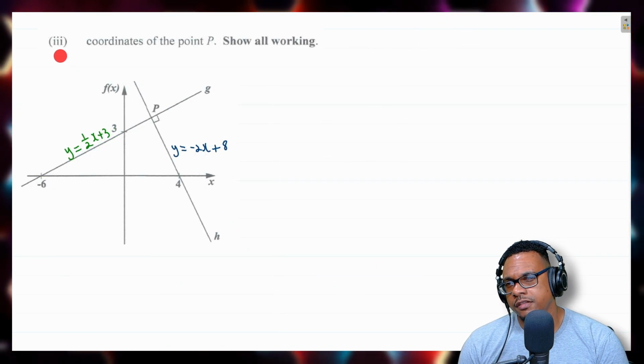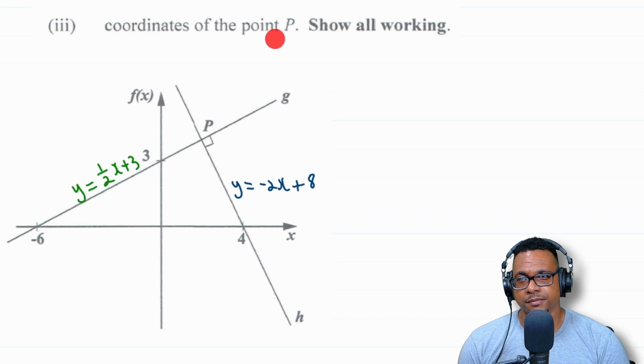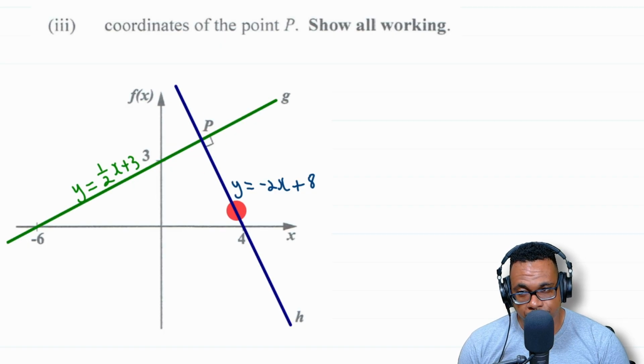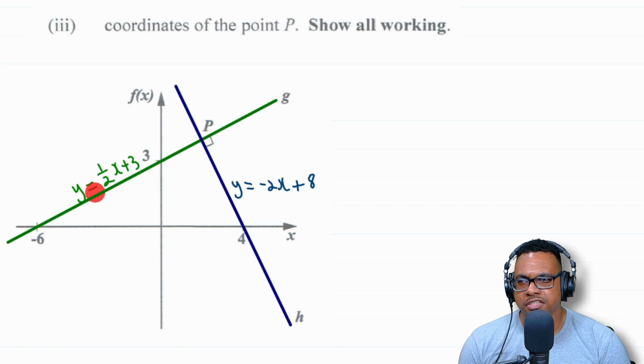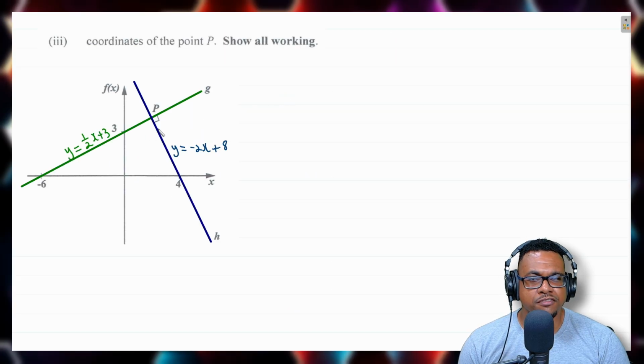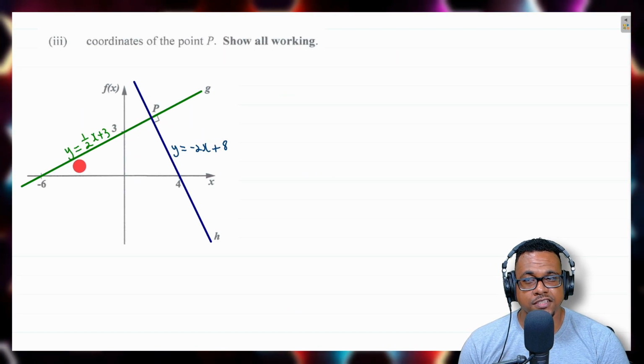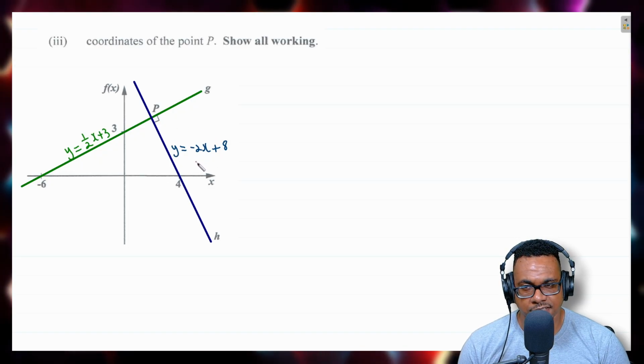So now for part 3, we want to determine the coordinates of the point P, and we want to show all working. So we've seen that P is the point where the two lines intersect. Now I wrote down the equation of the line G, which is y is equal to half x plus 3, which we found in the first question. And then we have the equation of the line H, which we just found as y is equal to negative 2x plus 8. So in order to find the coordinates of the point of intersection of these two lines, we'll have to solve these two equations simultaneously.